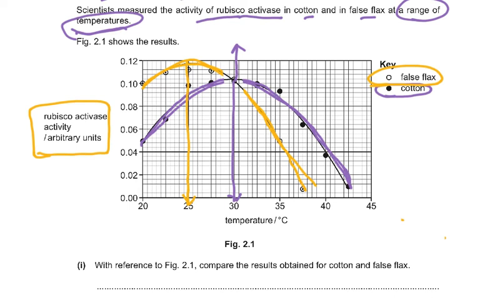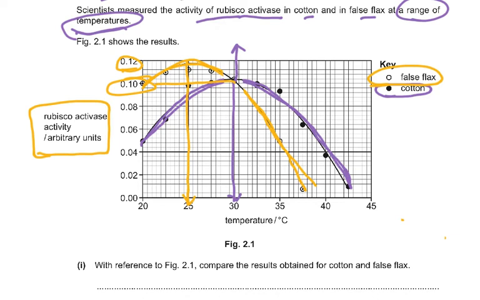Then the highest peak activity is higher in flax than in cotton. Activity in flax is 0.12. Here in cotton it is somewhere around 0.10. So the second point is maximum activity is higher in flax than in cotton.